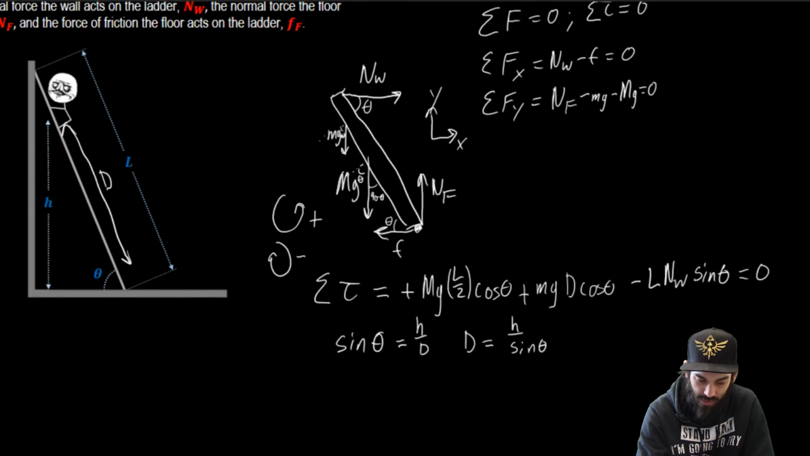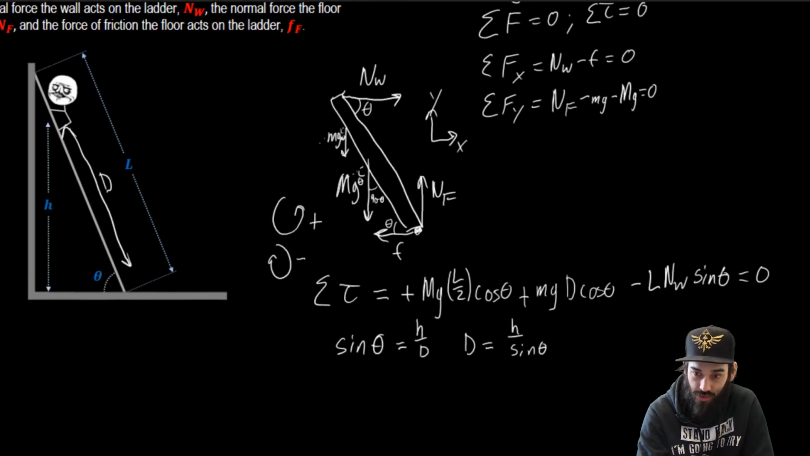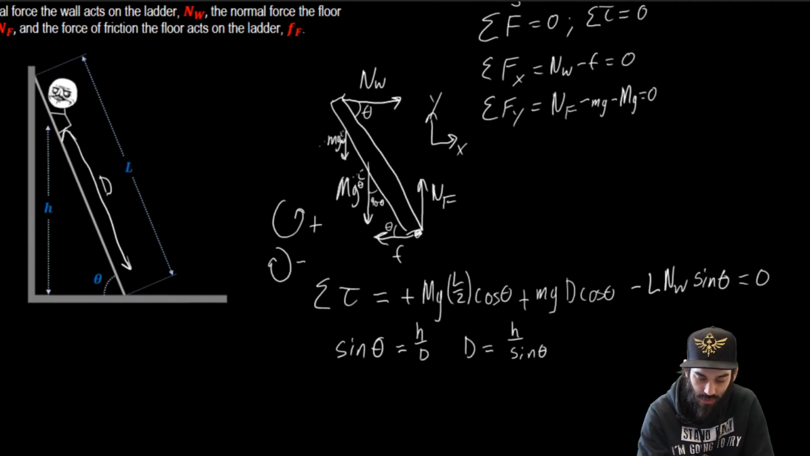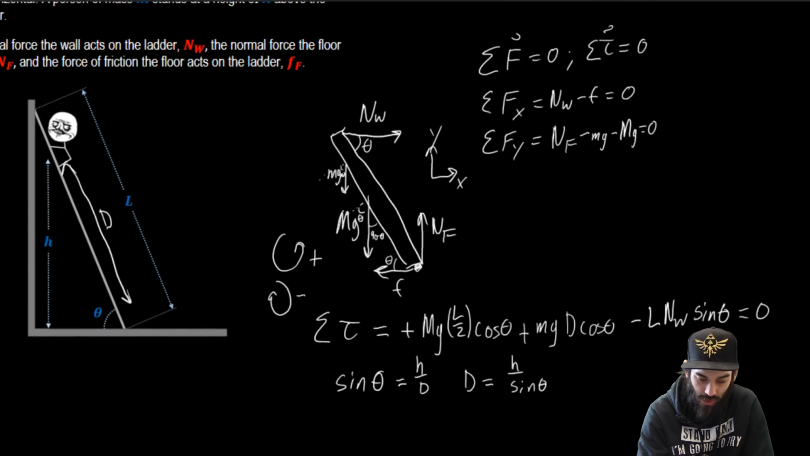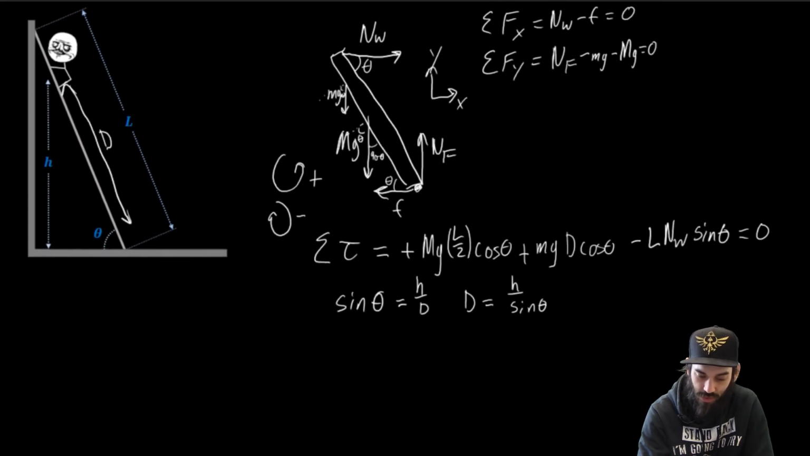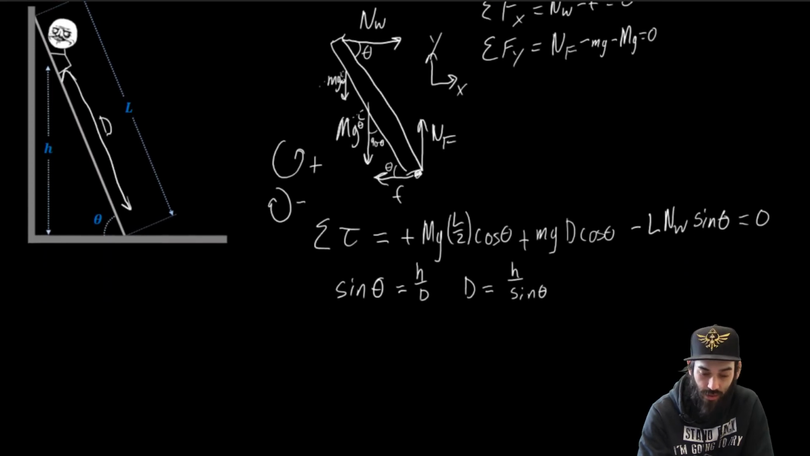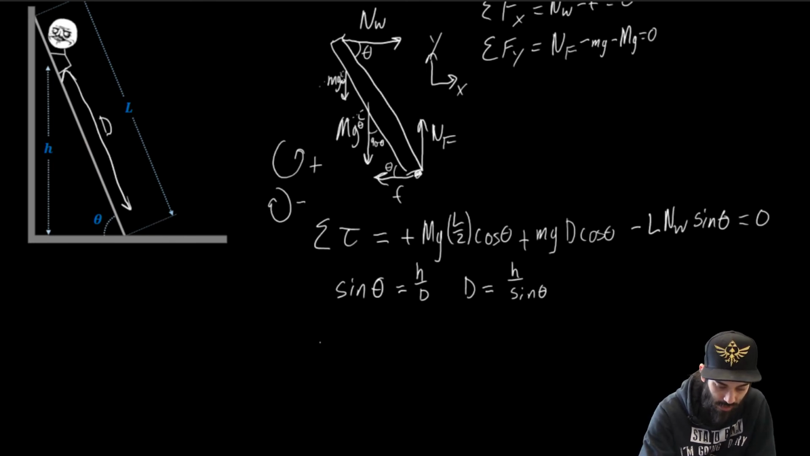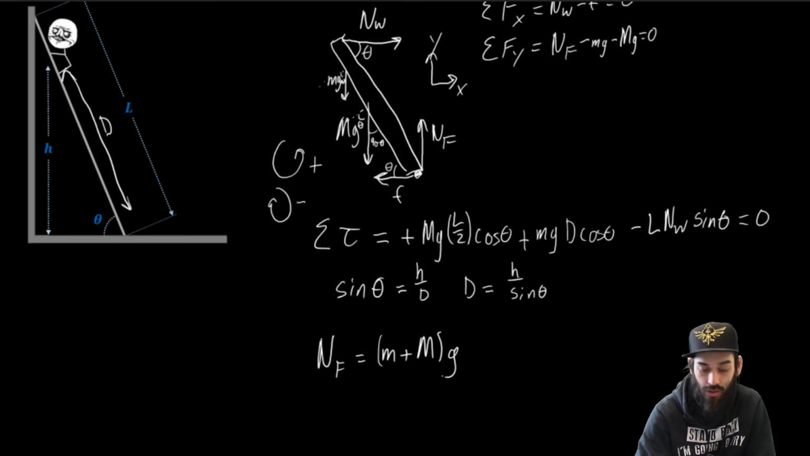So now let's set ourselves up so that we can solve this system. The first thing that we can do is find what the normal force of the floor acting on the ladder is. That's actually just from this equation, and this is completely separated. So we say then that n sub f is going to be equal to m plus M times g, okay?